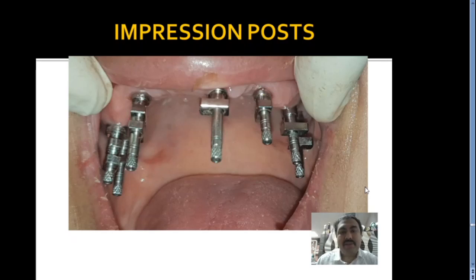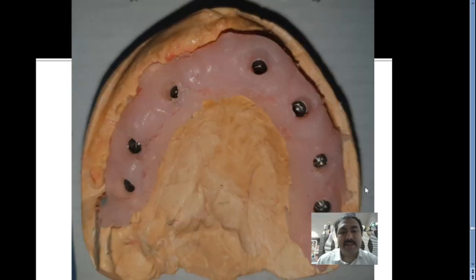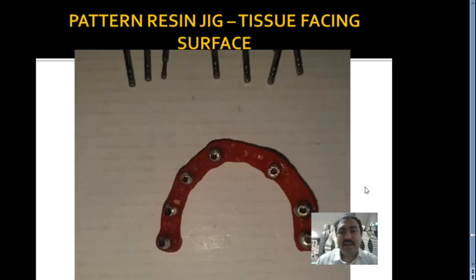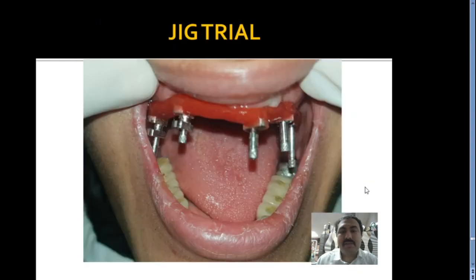Continued with the impression phase, impression posts in place, the cast with the gingival mask application, pattern using jig was ready. You can see the jig from the tissue surface, how it is looking. The jig was placed in the mouth. Obviously you have to confirm. You will have a tactile feel, but it's always better to confirm through an X-ray, or you can take an OPG, since there are so many implants.